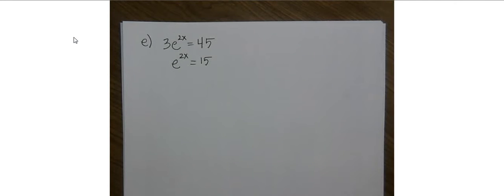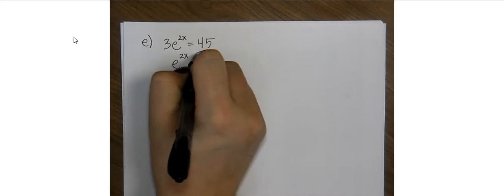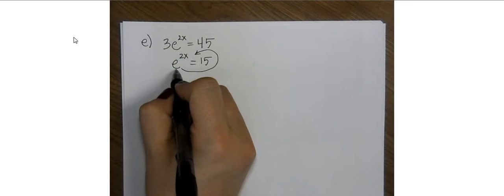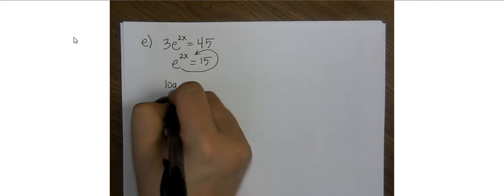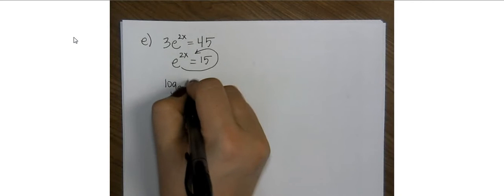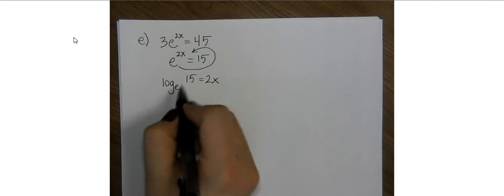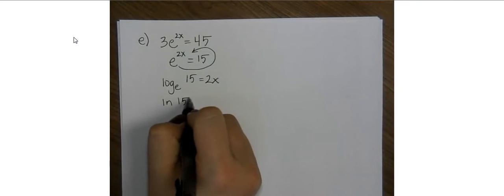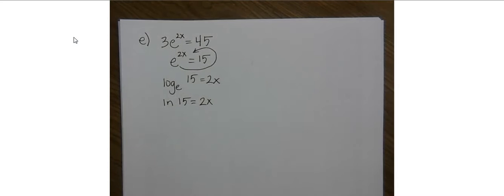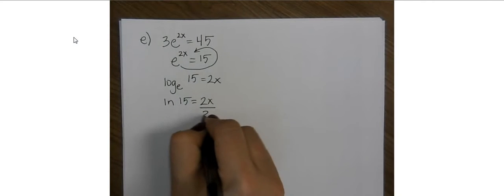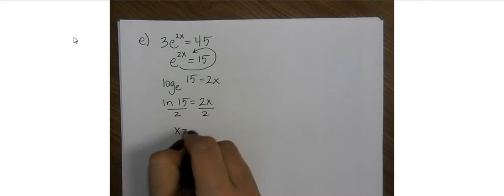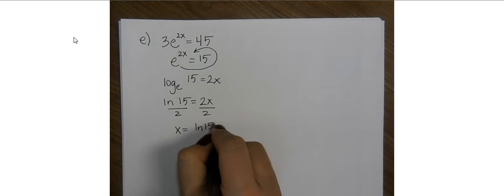And then I can't solve it in my head, so I'm going to have to change it to log form. So remember that log base e is the same as natural log. So I'm going to write that log base e first, though, of 15 equals 2x. So log base e is the same as natural log of 15 equals 2x. And then you would just divide by the 2. So I would get x equals the natural log of 15 over 2.